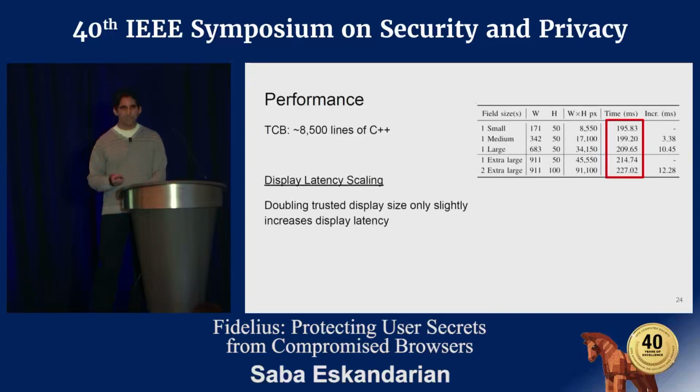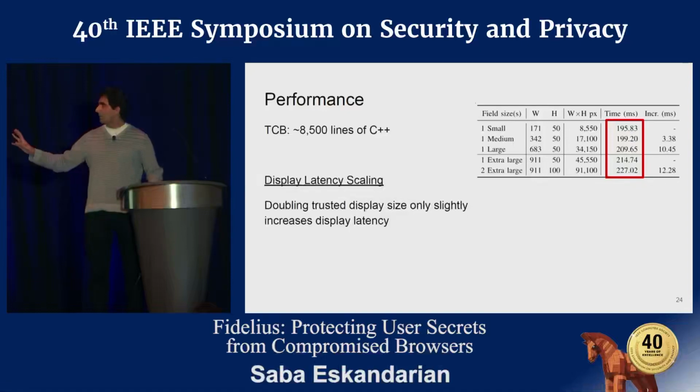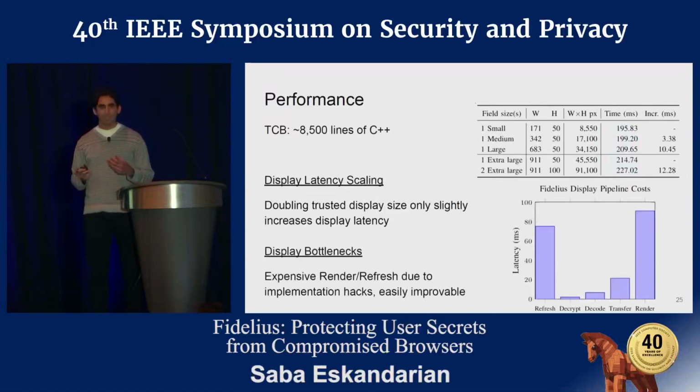In terms of the latency on the display, this is the time between when you press a key and when you can see something change on the screen. It takes about 200 milliseconds from when you press the key to when you can see the change. And you can see from the chart that it scales up very slowly as the size of the trusted overlays increases. I want to mention that this is not a necessary cost. The reason that the costs are so high is that we built this out of a prototype Raspberry Pi, where we have to do a bunch of hacks to get the display to pass through from the computer to the Raspberry Pi and then back out to the display.